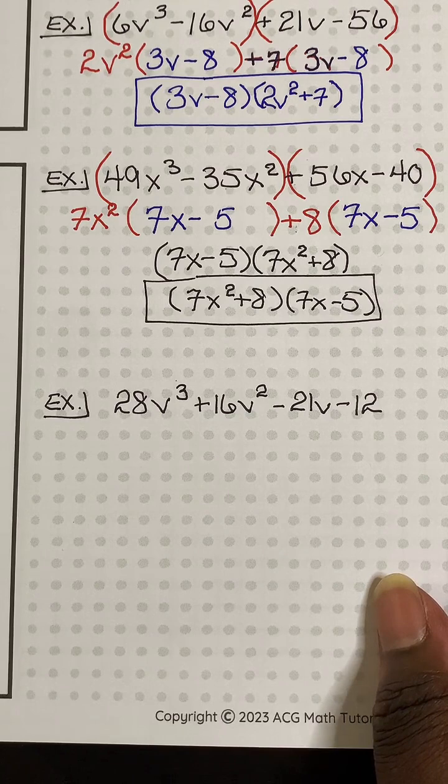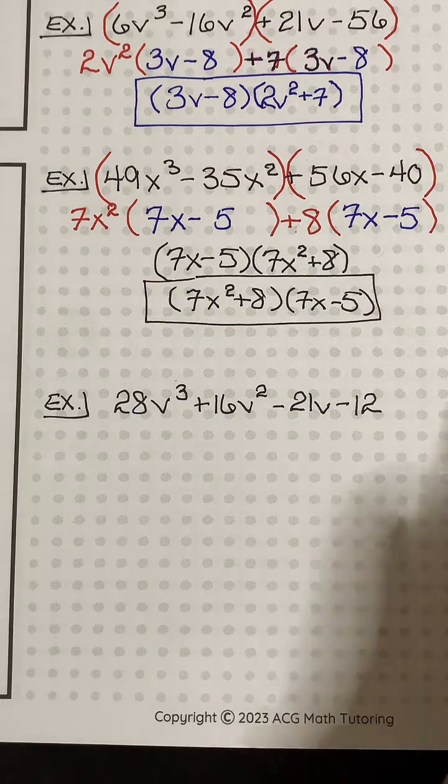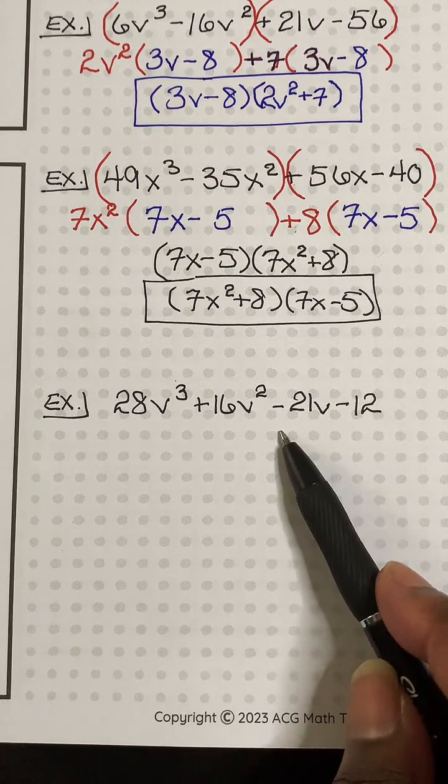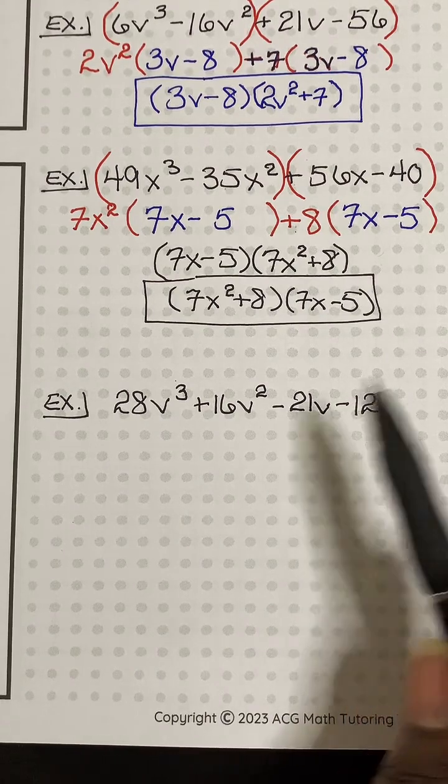Second set has negatives? It does. So that means we have to factor out our negative.